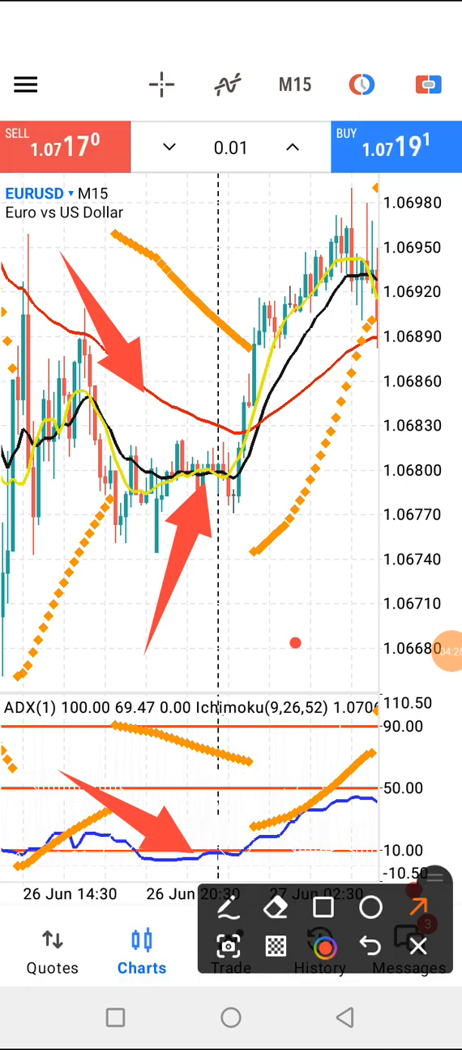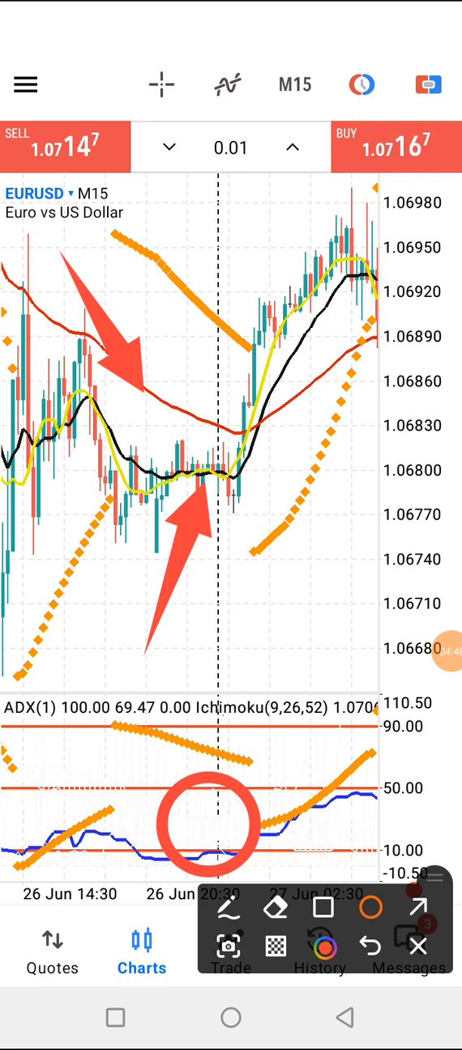Exactly. The probability of price going in our favor is very, very high at this point. So the first thing you do is identify where your moving average in window one is. And I love using the 15-minute time frame.